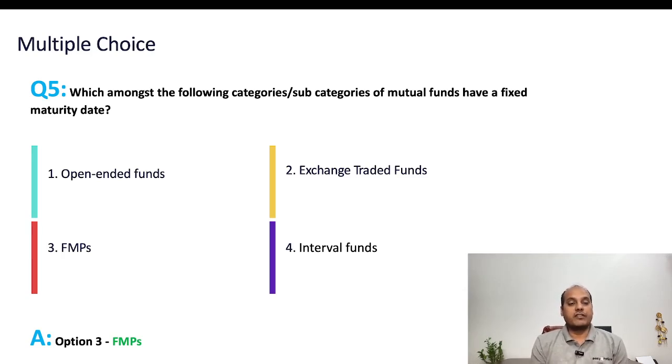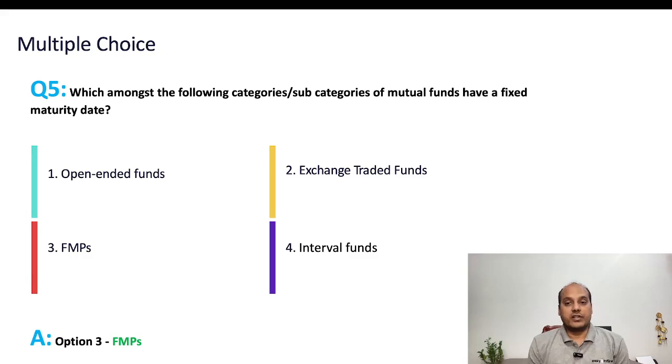The third one is FMPs. FMPs are nothing but fixed maturity plans. The name itself says that this is a fixed maturity plan, a type of debt fund which has a fixed maturity date. So option 3 is the correct option.